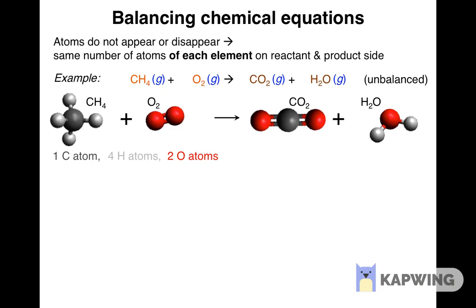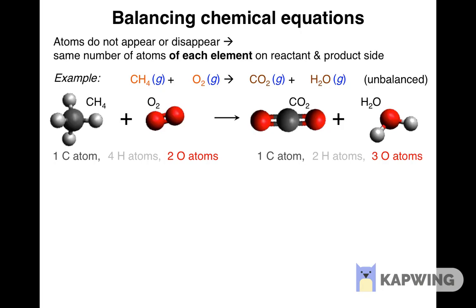As a result of the hydrocarbon combustion reaction, we form carbon dioxide, CO2, and water, H2O. Let's count the number of atoms of each element in the products for the unbalanced chemical equation. One molecule of carbon dioxide consists of 1 carbon atom and 2 oxygen atoms. One molecule of water consists of 2 hydrogen atoms and 1 oxygen atom. Hence, the total number of atoms of each element on the product side of the chemical equation is as follows: 1 carbon atom, 2 hydrogen atoms, and 3 oxygen atoms.